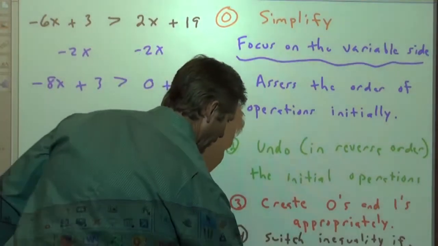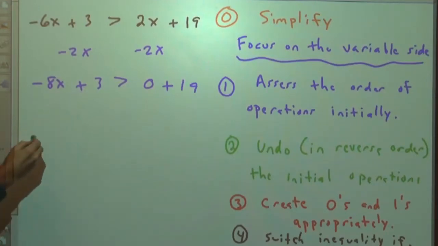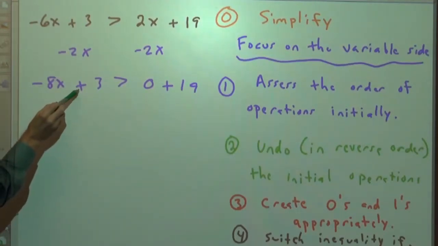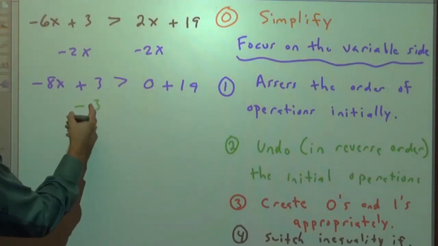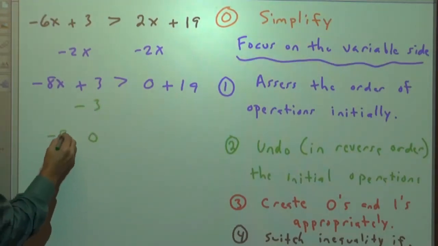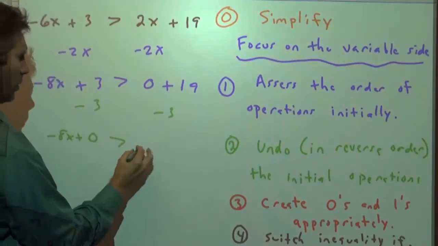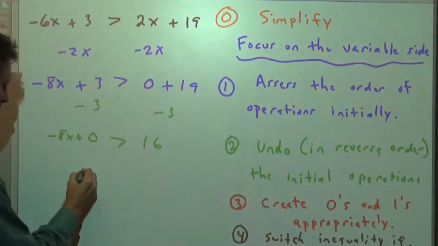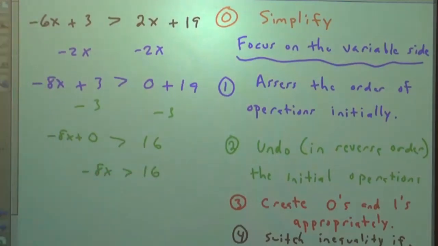Alright, well, the next thing we should do is take care of the weakest operation. Undo things. We got to take care of this addition before we mess with the multiplication. So we'll subtract 3 here to also get a 0. And we'll subtract 3 from this side. So we're left with 16. So cleaning this up a little bit, we have negative 8x is greater than 16.